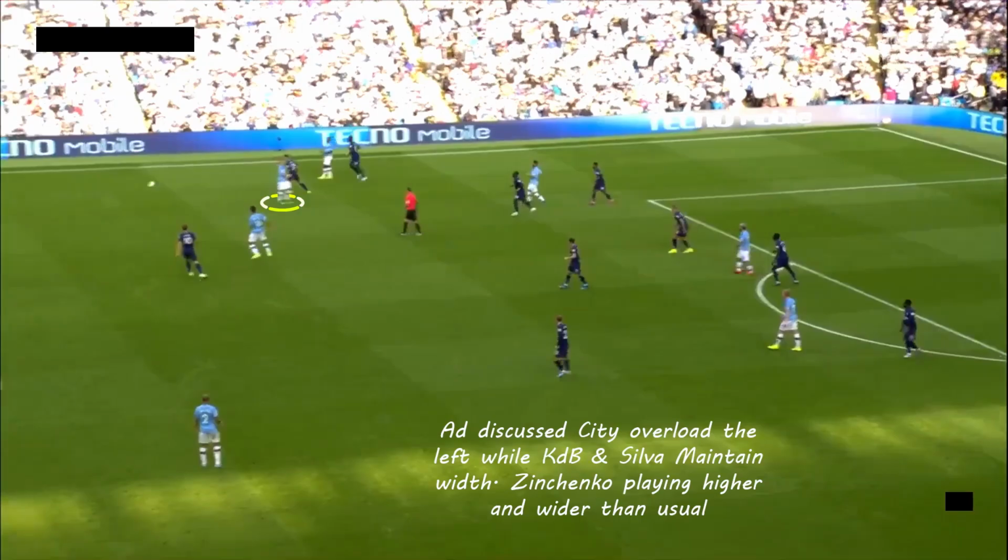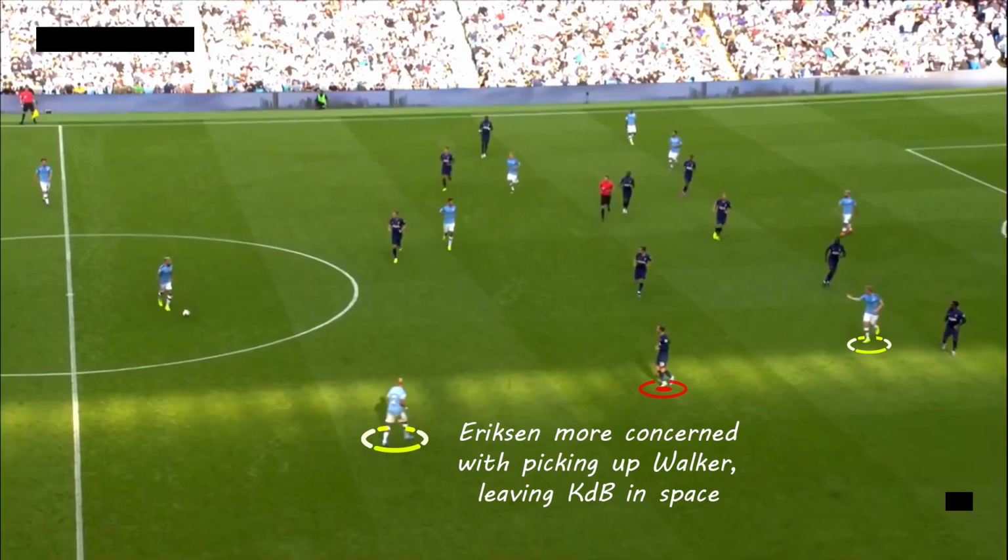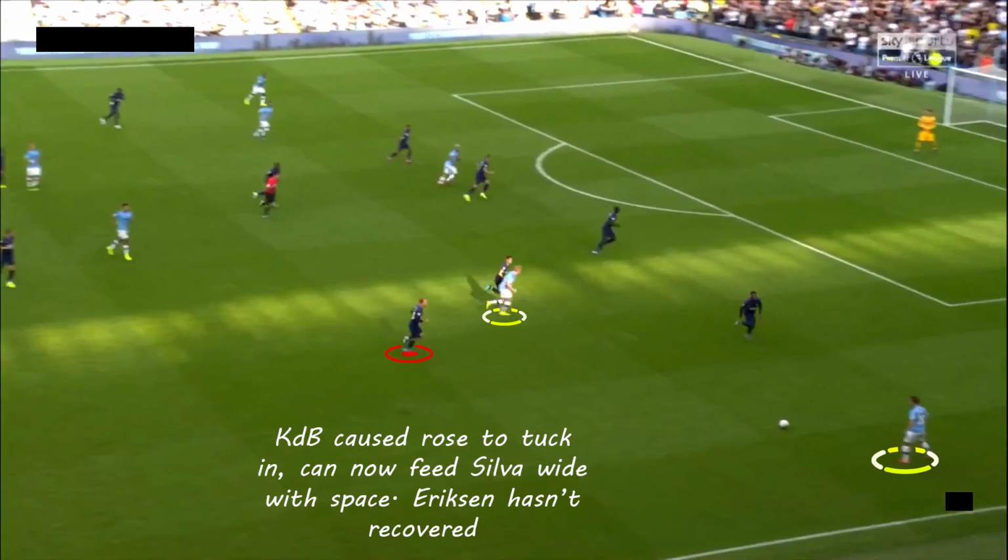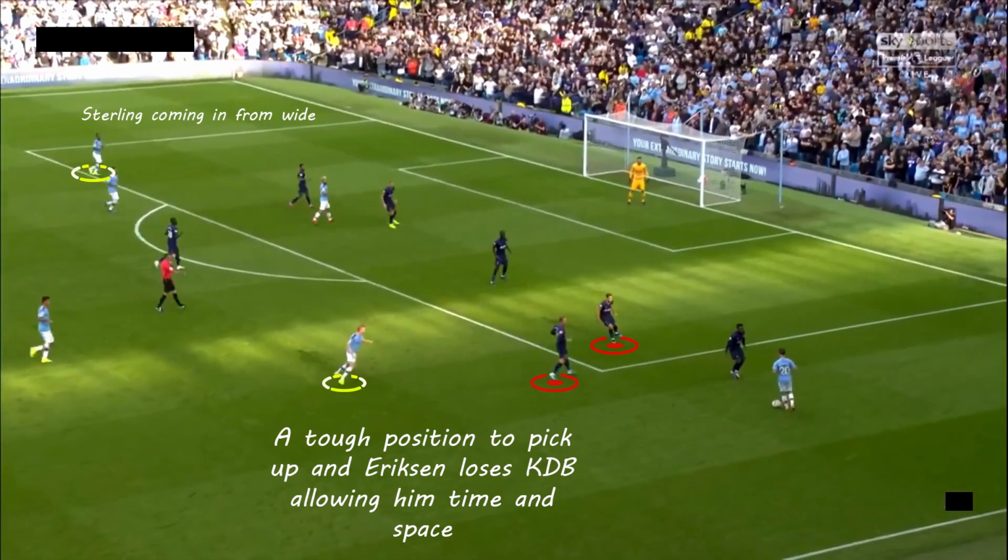The first City goal shows City overloading the left-hand side, and note, Zinchenko being high and wide. Silva and De Bruyne maintained some width, and City begin a quick switch, and Eriksen's attention is more fixed on Walker, which allows Kevin De Bruyne into space. With all attention on him, Bernardo is freed, and again, the position means that Spurs weren't sure who to pick up, allowing De Bruyne the free cross.